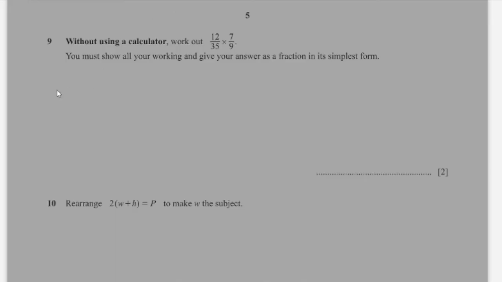Question number 9. Work out without using a calculator. Work out 12 over 35 multiplied by 7 over 9. You must show all your working and give your answer as a fraction in its simplest form.